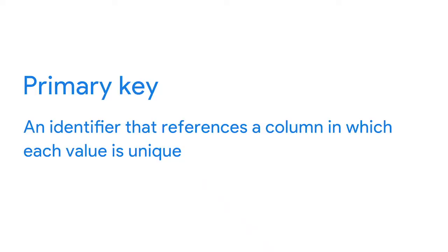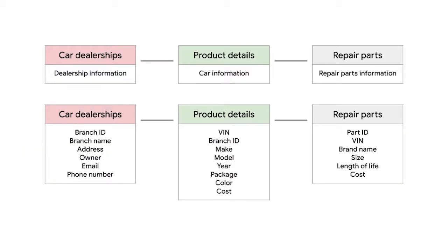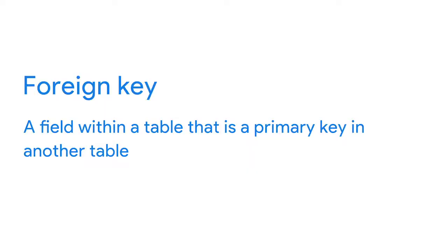Certain fields can also be referred to as a primary key. A primary key is an identifier that references a column in which each value is unique. So in our car manufacturer example, we can see that branch ID is the primary key in the dealership table, VIN is the primary key in the product details table, and part ID is the primary key in the repair parts table. Primary keys are unique and can only exist once within a given table. There's also foreign keys. A foreign key is a field within a table that's a primary key in another table.